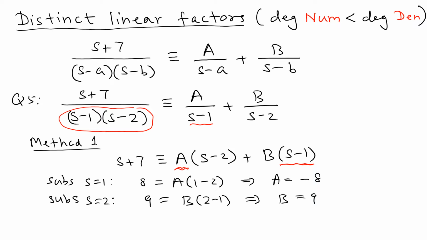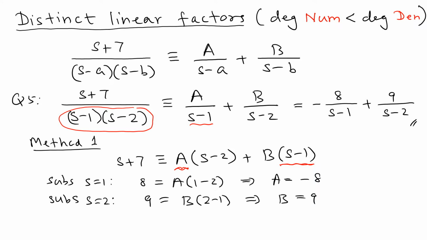So that means you can plug in those values here. If you go back and substitute, we normally put the negative sign in front. So we write negative 8 over s minus 1 plus 9 over s minus 2 as the partial fraction decomposition.